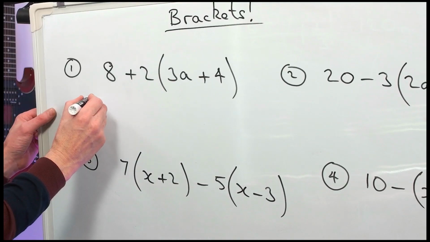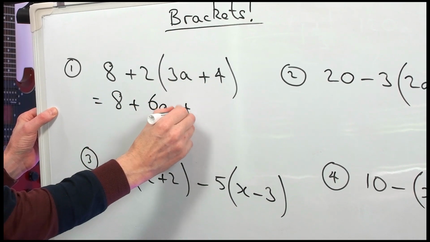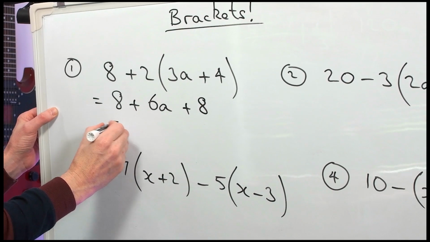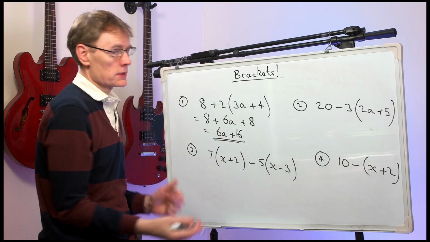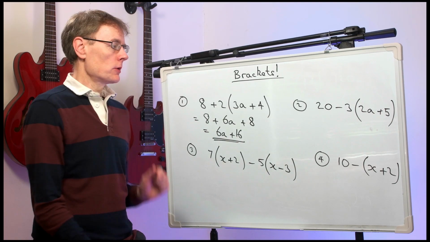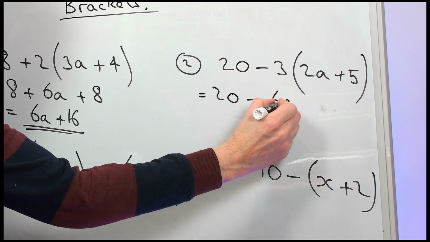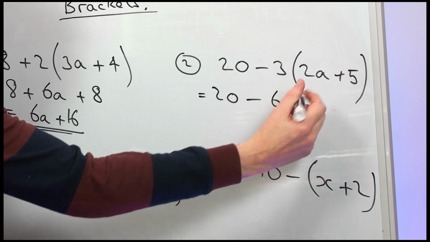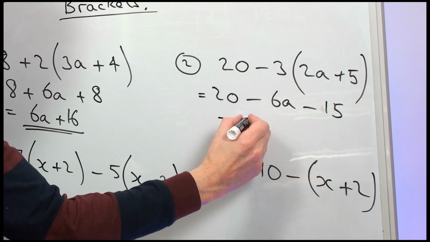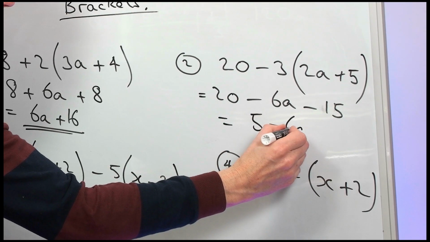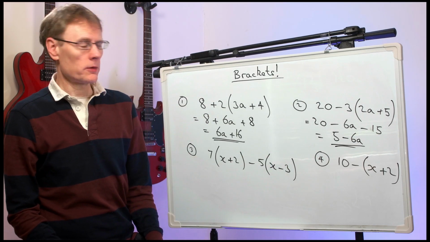Right, answers, here we go. Number 1. So we have 8 plus 6a plus 8 gives us 6a plus 16, or 16 plus 6a. Number 2. We have 20 minus 6a, and then minus 3 times the 5 gives us minus 15. So that's 5 minus 6a, or minus 6a plus 5, but that's rather better.